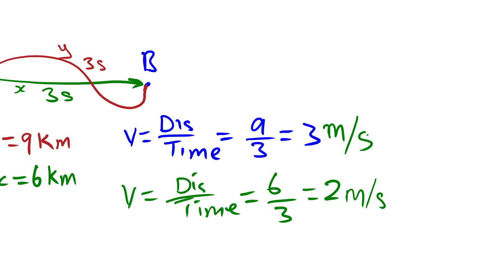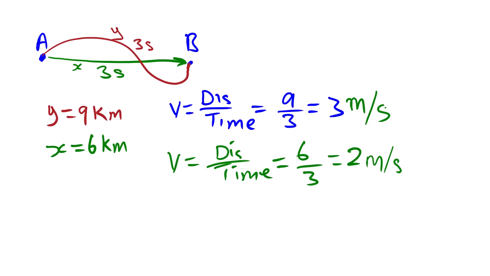That means y took the longest path. That's just the interpretation. Object y took the longest route, while object x took the shortcut. So here, the one that took the shortcut, we always define it as velocity.